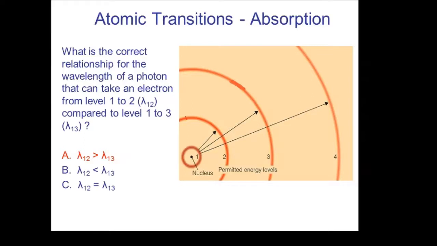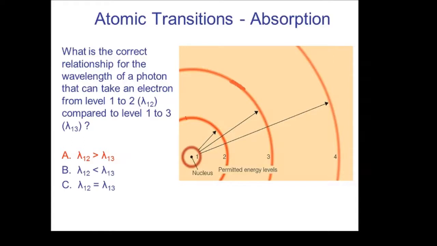The wavelength that takes you from 1 to 2 has less energy, so it is longer. Okay? It's this tricky thing about the relationship between energy and wavelength. It's an inverse relationship. More energy needs a shorter wavelength. So if the wavelength from 1 to 2 is, let's just say, red light, then the one from 1 to 3 would have to be shorter, so it might be yellow light or green light or something like that.